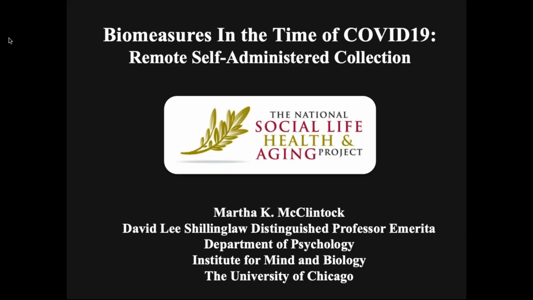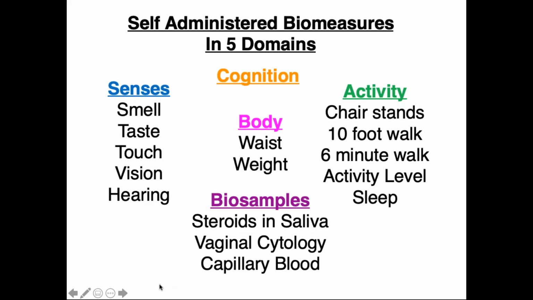So I'm going to tell you how we have coped with this and how we've developed measures. Let me say this is still in development. So far so good, but this is what we're doing. So in terms of the biomeasures, we have 5 domains. We have cognition. Now, some of the cognition questions will be asked on the web or in an interview, but there's some that have to be done with paper and pencil. So we'll be doing that, asking people to collect it for themselves.